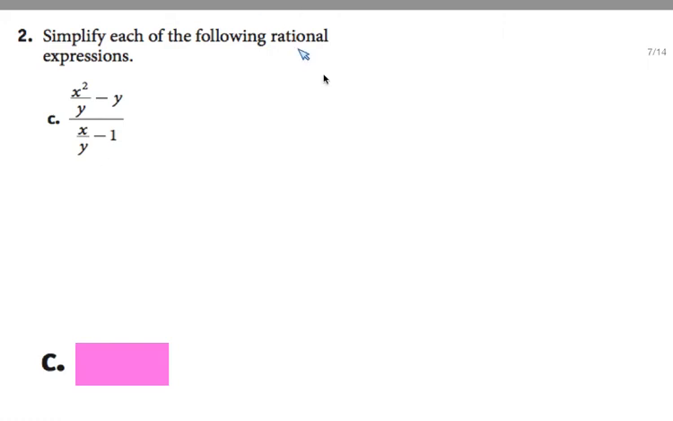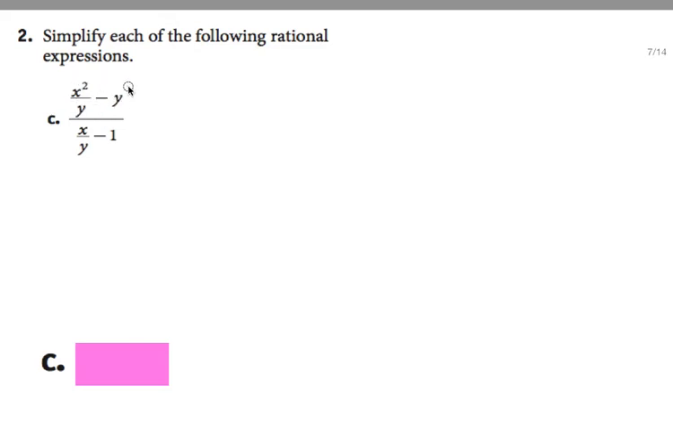All right, let's look at another one. We have a fraction and a fraction, and we have to simplify everything that we can. Okay? We're going to focus on the numerator first, and then we'll look at the denominator. Okay, I want this to be one fraction here.